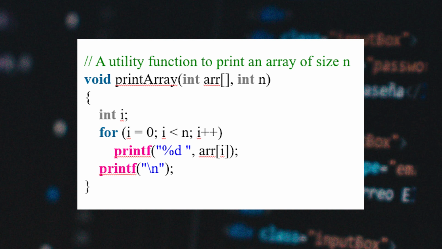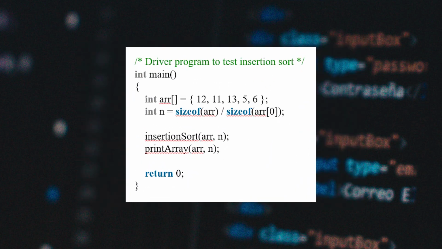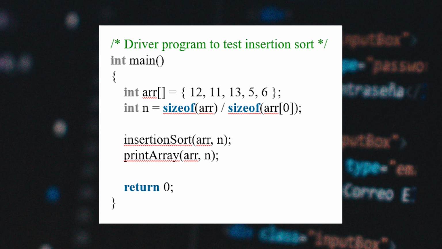These are the two functions we have created. One function is insertion sort, another function is printArray. These two functions will be called in the main program of C, which we will see in the next slide. This is a driver program, or main program, to test insertion sort. Here we write int main, or we can write void main also, but here we are returning 0, that is why we write int main.